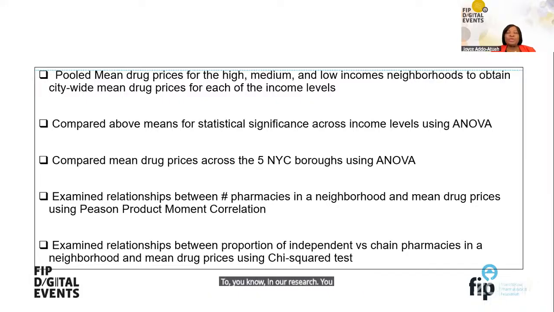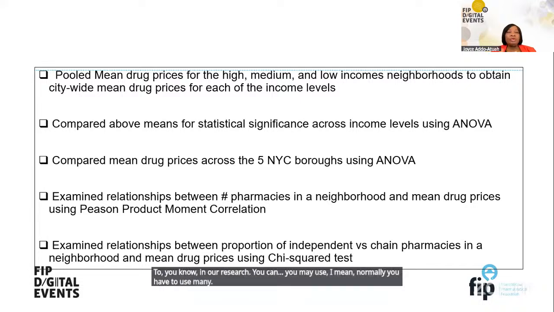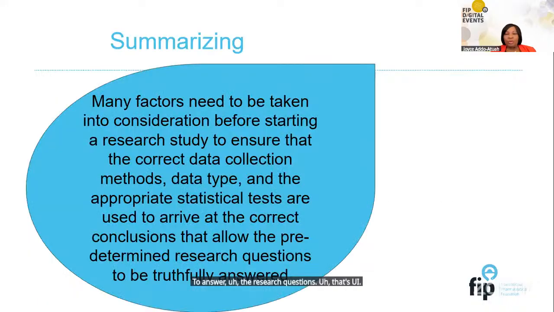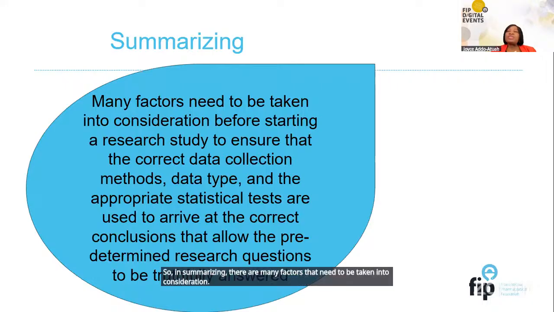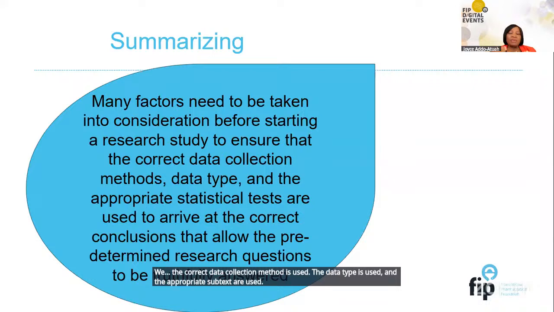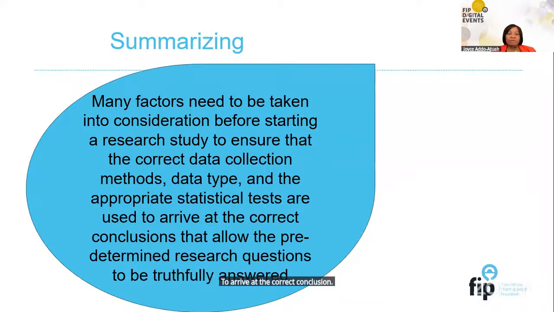You normally have to use many to answer the research questions that you pose before starting the research. So in summarizing, there are many factors that need to be taken into consideration before starting a research study. This is to ensure that the correct data collection method is used, the correct data type is used, and the appropriate statistical tests are used to arrive at the correct conclusion, to be able to truthfully answer the research questions.